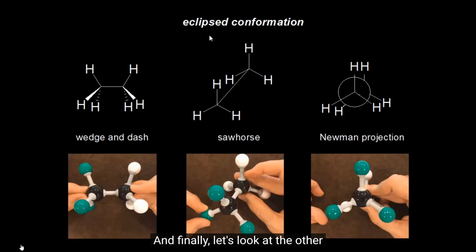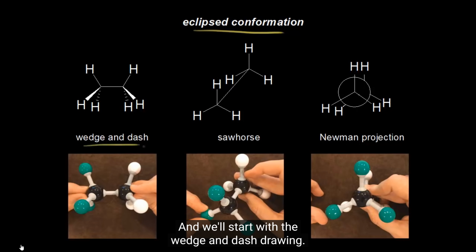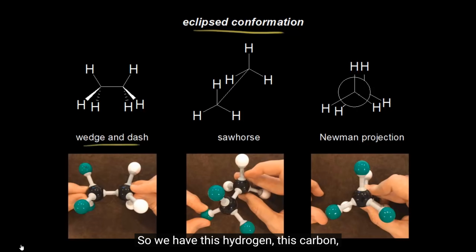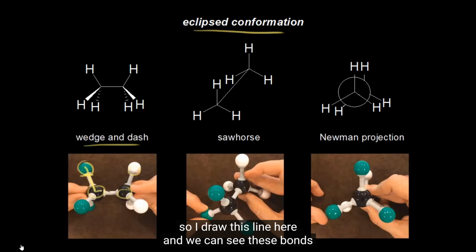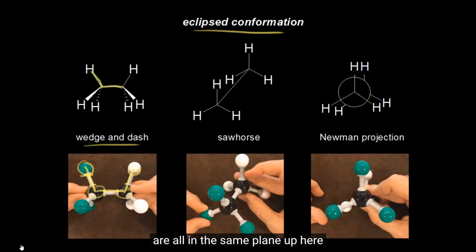And finally, let's look at the other important conformation of ethane, which is the eclipsed conformation. And we'll start with the wedge and dash drawing. So we have this hydrogen, this carbon, and this hydrogen. These are all in the same plane. So I draw this line here, and we can see these bonds are all in the same plane up here on my wedge and dash drawing.